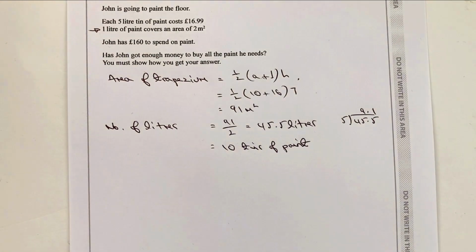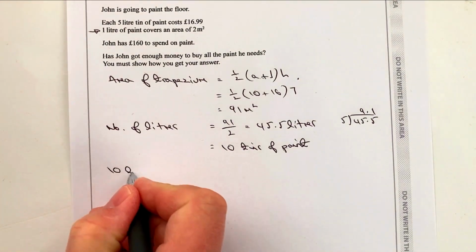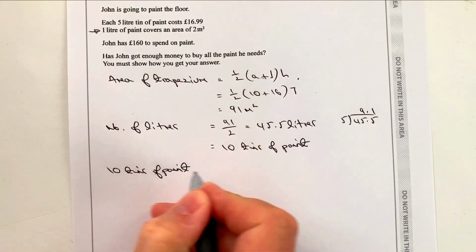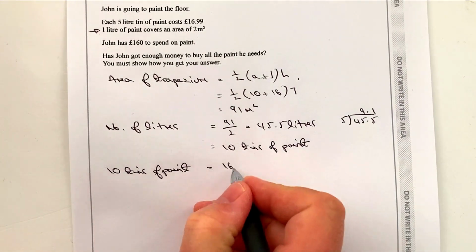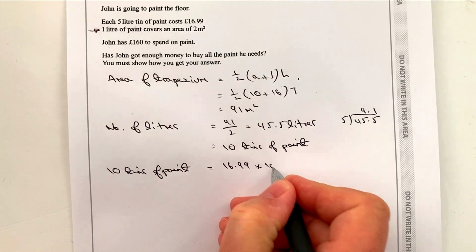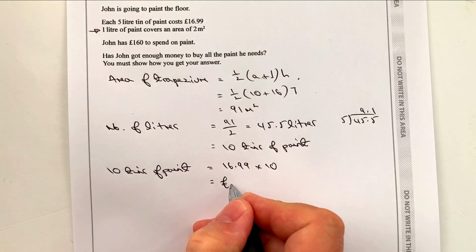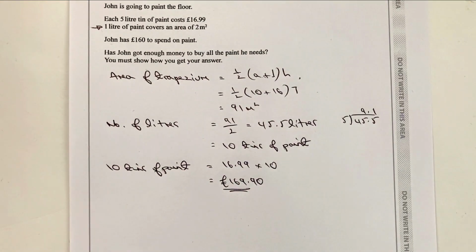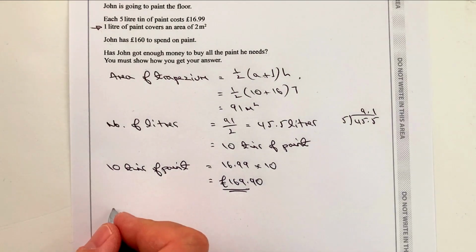Okay, so how much is 10 tins going to cost us? Well, 10 tins of paint is going to be equal to, each tin is 16.99 multiplied by 10, so that's going to be £169.90. Okay, so in answer to the question, unfortunately, John doesn't have enough money.